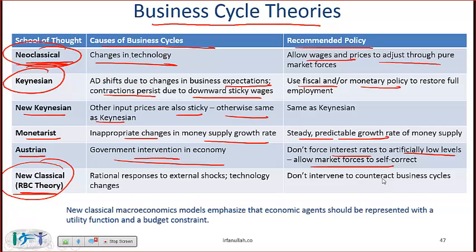Just from a testability perspective, keep this high-level point in mind, that new classical macroeconomic models emphasize that economic agents should be represented in a utility function and a budget constraint. This is terminology taken from the curriculum, but simplistically all this means is that with the new theories, microeconomic concepts that we talked about earlier, such as the indifference curves and the budget constraints, and so on, those should also be factored into the macroeconomic theories. So that's what the new classical theories try to do.